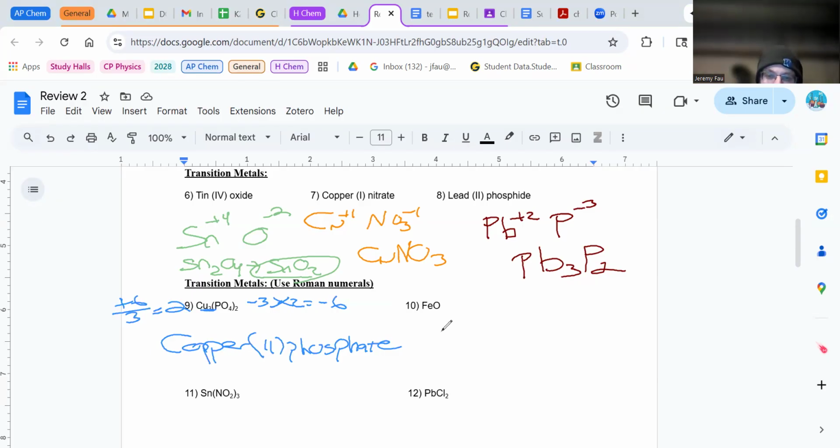All right, here we've got iron. O is oxide. O is -2, therefore the iron is +2, so it's iron 2 oxide.